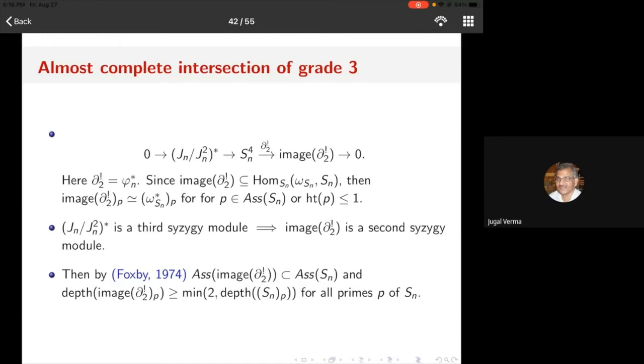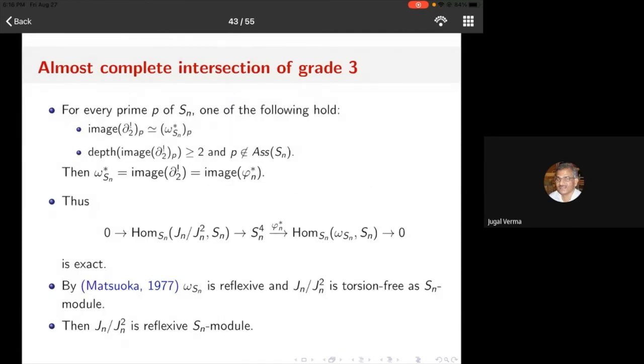So we have already handled height P less than or equal to 1. So for any prime of Sn, one of the conditions holds: either the first condition, as we have already seen, for the associated primes or height of P less than or equal to 1, or the second condition. If one of these conditions holds, then it can be shown that the dual of the canonical module is the same as the image of phi n star. So we have the generators for the canonical module, and it is minimally generated by 4 elements.